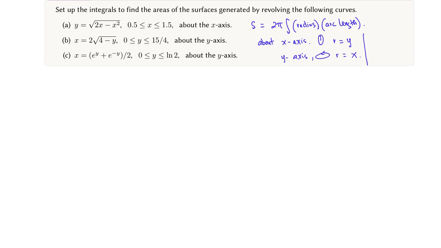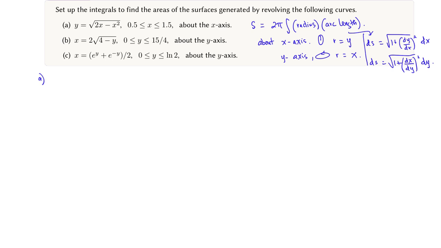The arc length can be either in terms of dx dy or dy dx. So the arc length is the square root of 1 plus dy over dx squared dx, or the square root of 1 plus dx over dy squared dy.